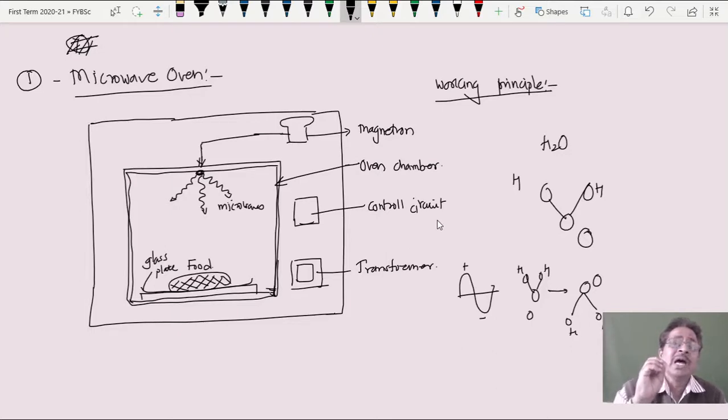And these water molecules go on changing polarities because of this changing electromagnetic field, which is causing this induction of heat, and because of that heat this food item gets heated and gets cooked. So the cooking process is the same.